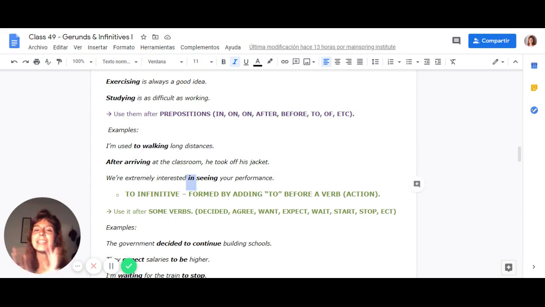So that's it. That's how we can remember about gerunds. Prepositions at the end, at the beginning of the sentence, and after certain verbs, most of them preference verbs.